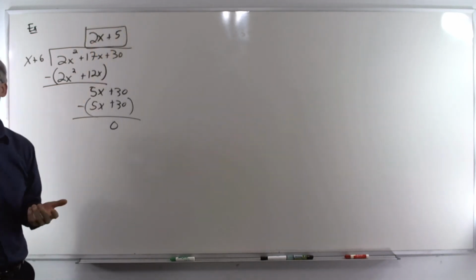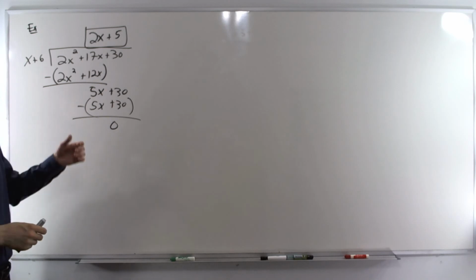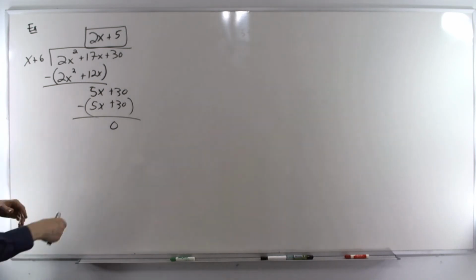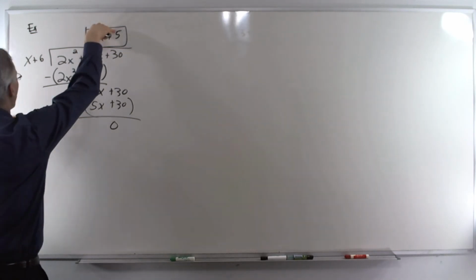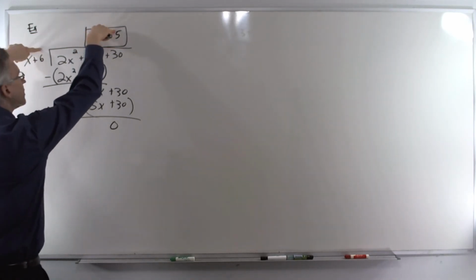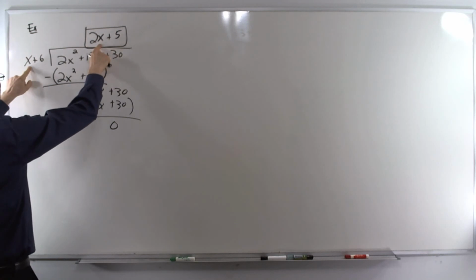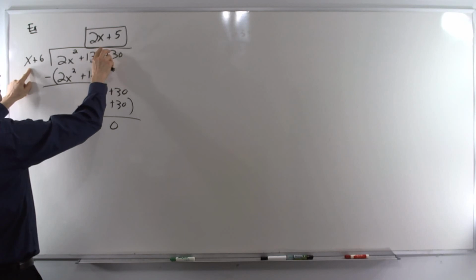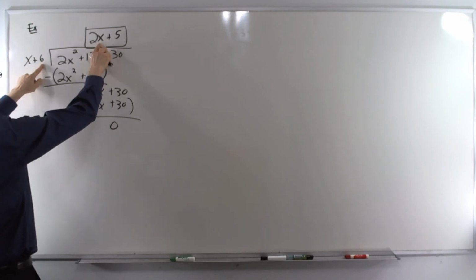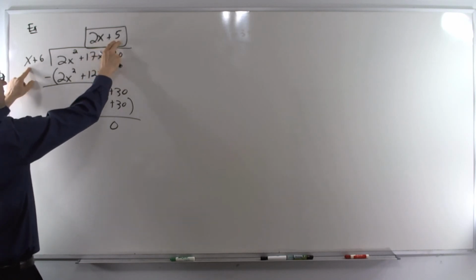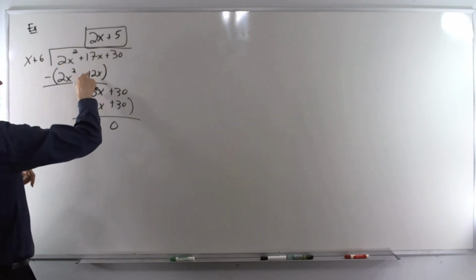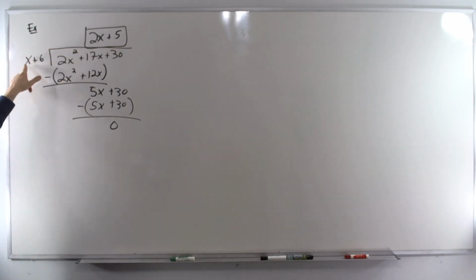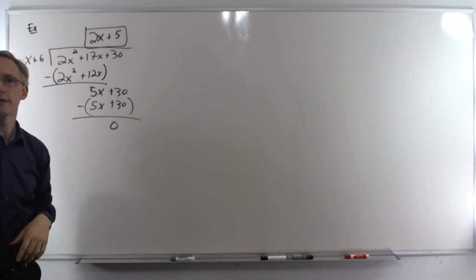Now, with any kind of polynomial division like this, it's very easy to make mistakes. So we should always check our work by taking our answer and multiplying by the divisor. And we're going to FOIL these. 2x times x is 2x squared. Right? We got 2x times 6 is 12x. 5 times x is 5x. Add those together and we get 17x. And then 6 times 5 is 30. So you should be able to multiply those together and get what is underneath the division symbol.